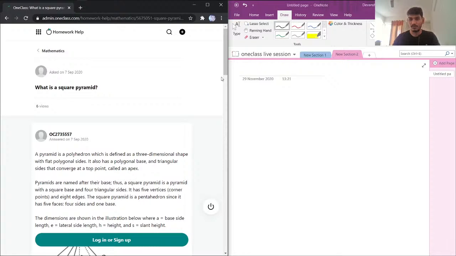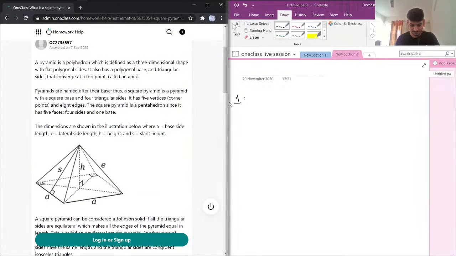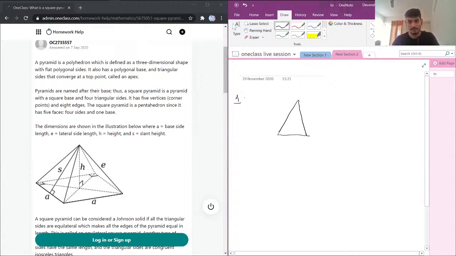So we'll be starting with the first question: what is a square pyramid? Let's say this is a pyramid, this is another side. The top point, I'll just write it with a different color, this point is A. So A is the apex of the pyramid.